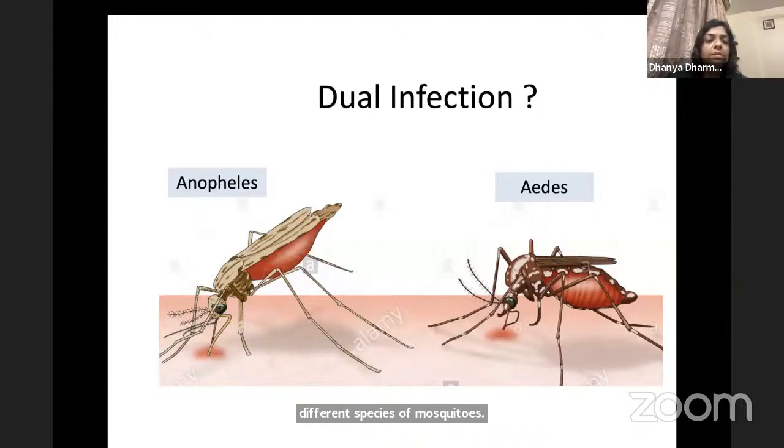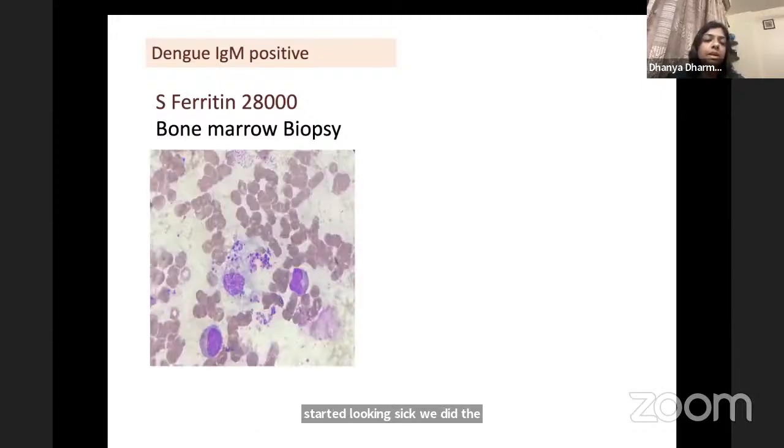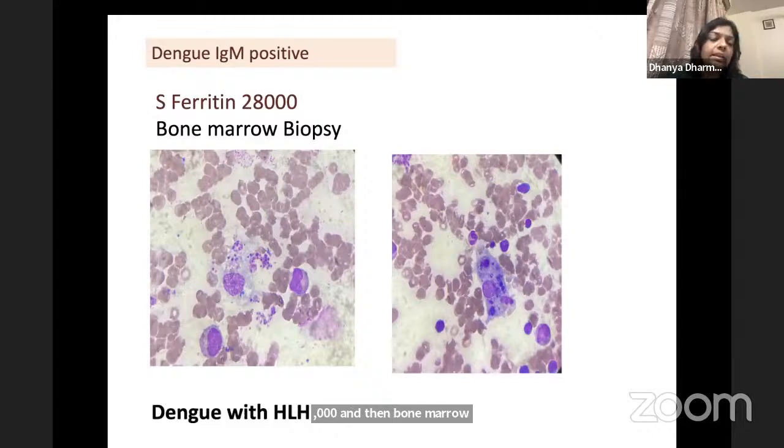But we also realized that a rapid malarial antigen test can be falsely positive, or it can remain positive after treatment, but the child had no history of being detected with malaria before coming here. So it looked like maybe it was a false positive RMA, which we treated. And on the 6th day, dengue IgM was positive. But because of the fever, the drop in cell lines, and the child started looking sick, we did the ferritin, which was 28,000, and then the bone marrow biopsy showed that it was dengue with HLH, and this patient had to be pulsed with methylprednisolone.